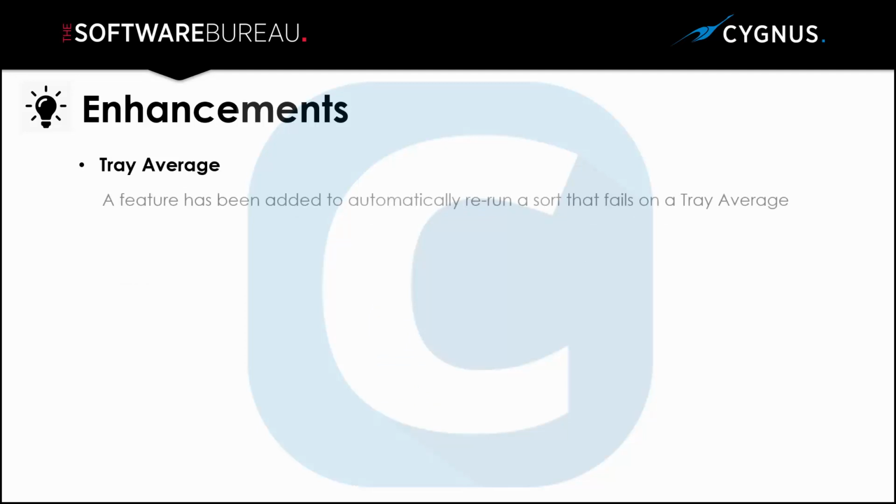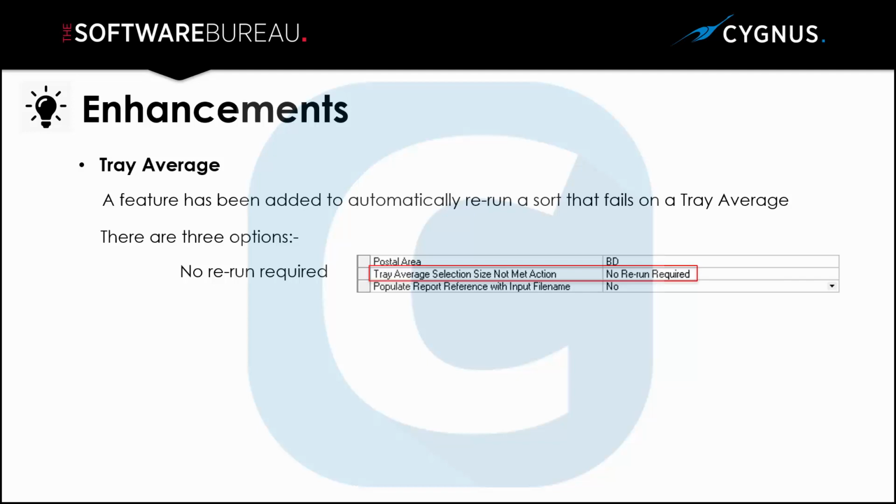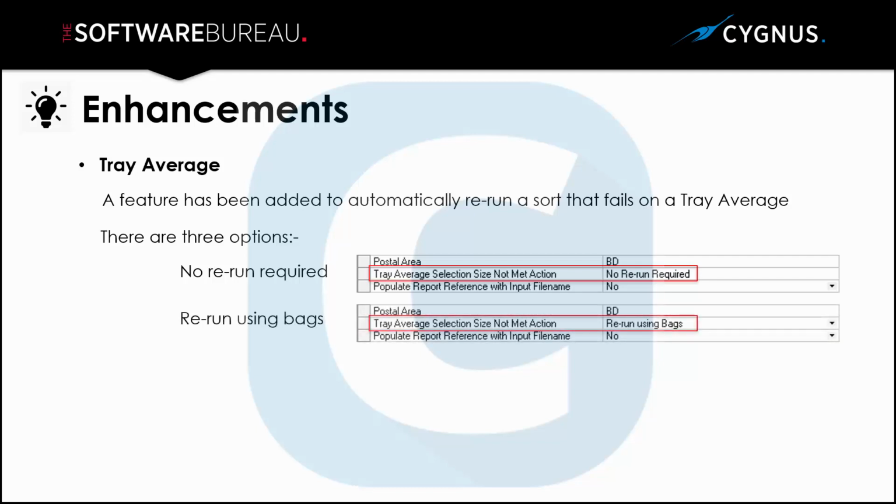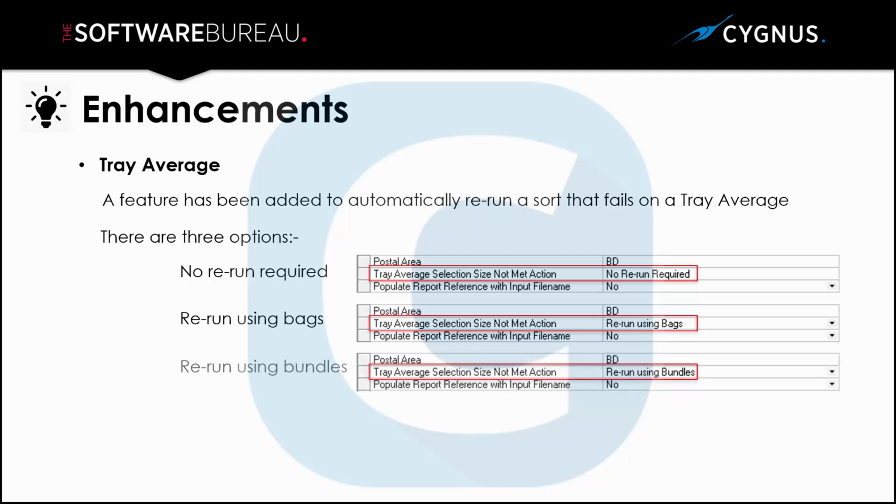Tray average. A feature has been added to automatically rerun a sort that fails on a tray average. There are 3 options that you can have set. Tray average selection size not met action is the setting, and as you can see in this image here, we've got no rerun required. Rerun using bags can be set as your default option, or indeed the option to use on a specific sort. And rerun using bundles. Those are the 3 options now for when you rerun when a sort fails tray average.